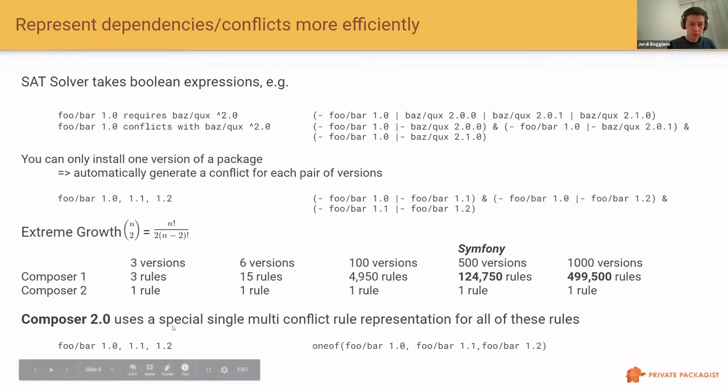So in Composer 2, what do we have? Well, we have a single rule. No matter what, we just have one rule that contains a reference to each of the packages and says, look, I just want one of these to be installed, but not any combination. So this was a specialized tweak in the solver logic, and that helps tremendously for this problem.